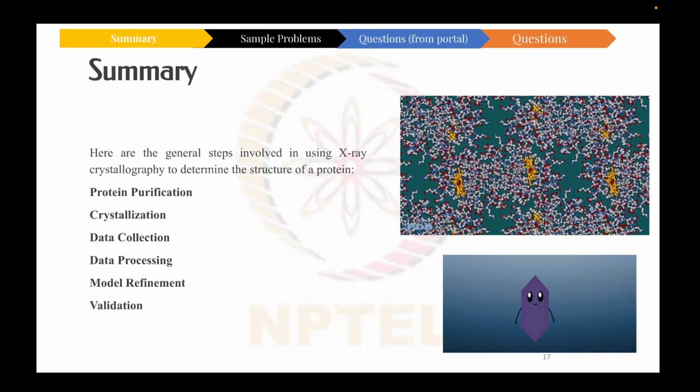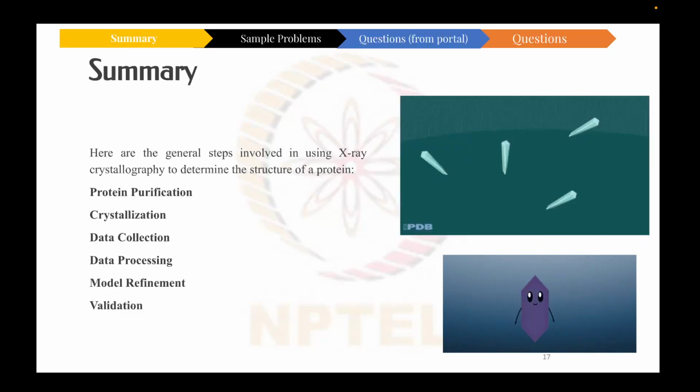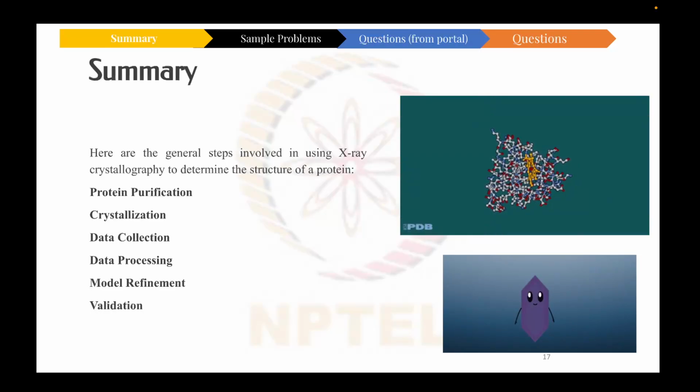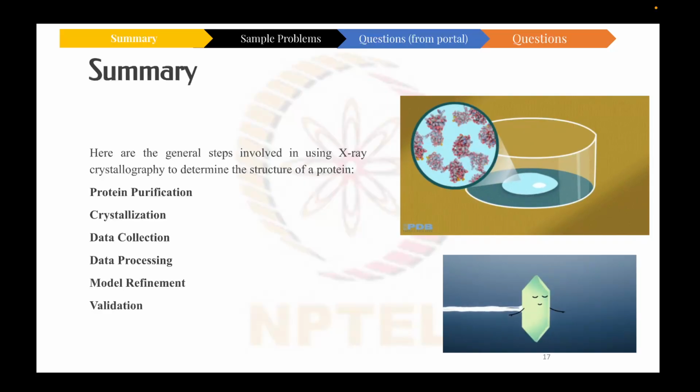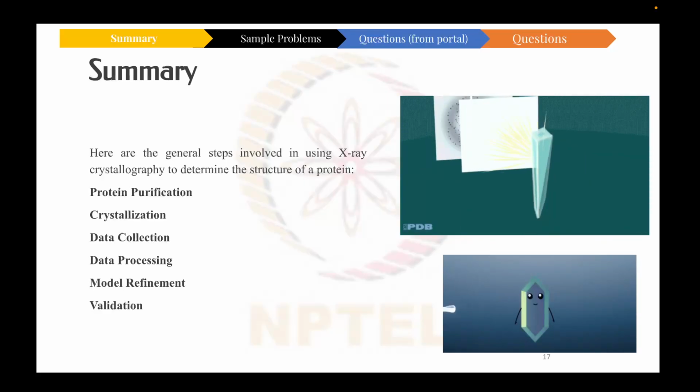Then the protein must be crystallized to form a regular and ordered array of molecules that can be analyzed using X-rays. Crystallization is a difficult and time consuming process that often requires screening many conditions such as pH, temperature and salt concentration to find the optimal conditions for crystal growth.